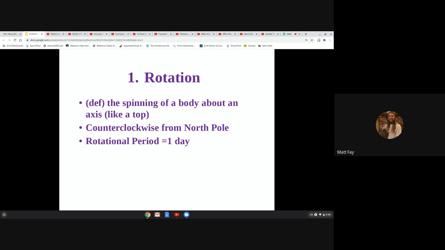The Earth spins counterclockwise, we say relative from the North Pole. So you're looking down at the North Pole, it's spinning counterclockwise. And how long does it take? You already know this. It takes 1 day, 24 hours.